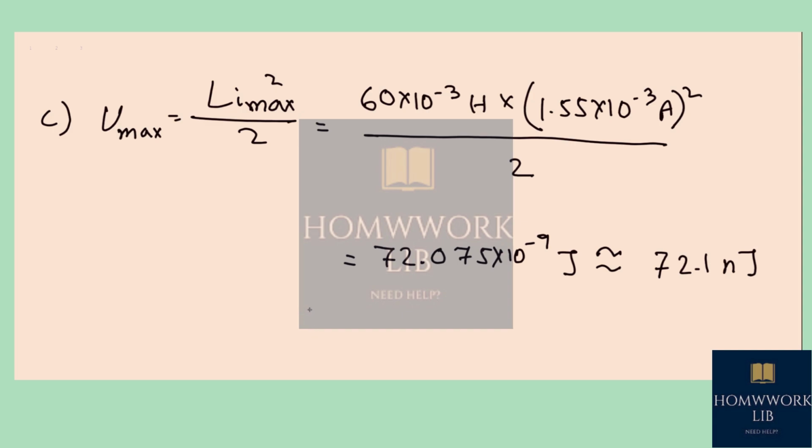We should get the same value if we had used Q squared by 2C instead of this, because the total energy in the circuit is constant. So we could have used this formula as well to find the energy.